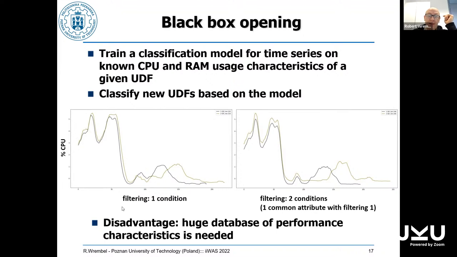that some operations have similar, I mean, the same operation has similar performance characteristics. Like this, for example. This is CPU usage for filtering. Okay, we can see a pattern, let's say. The yellowish one is for a bigger data set. The black one is for a smaller data set.